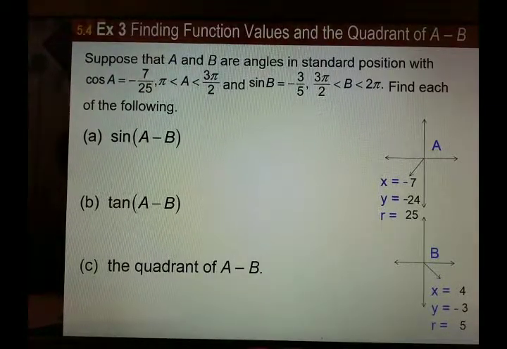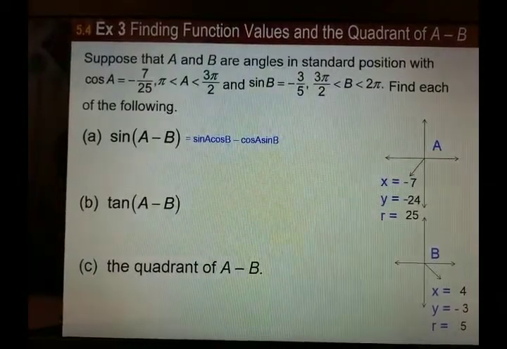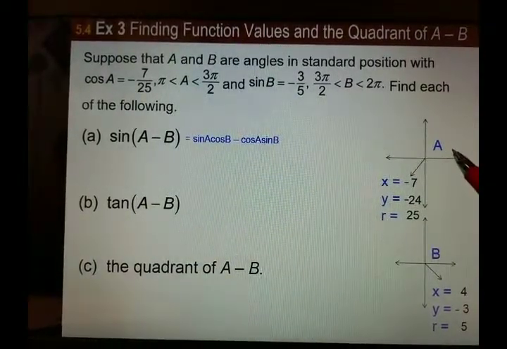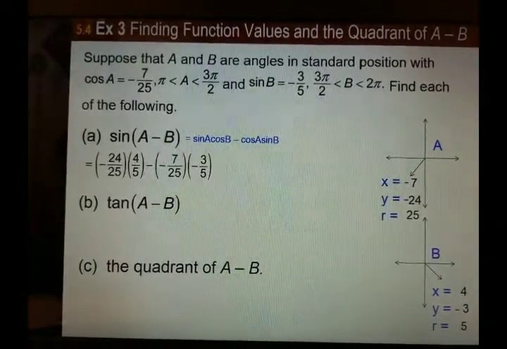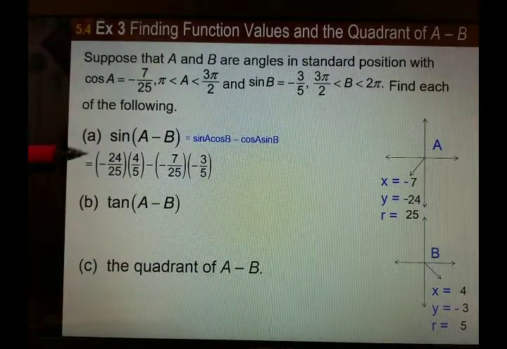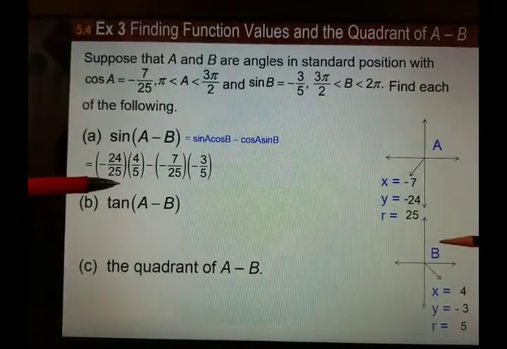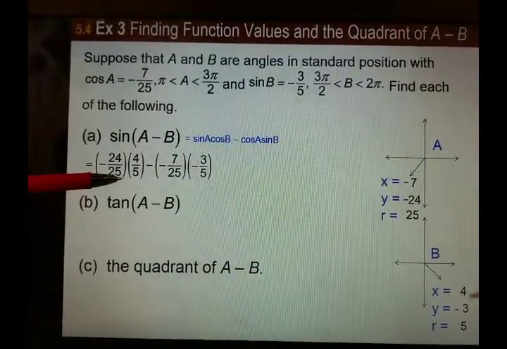All right, now back to your pink sheets. Look up for the sine of A minus B. Okay, that's the second column, or the column on the right, and the second equation. So we're going to fill that in. Now, the sine of angle A, so I go to angle A, the sine is the y over the r, so negative 24/25. All right, then it says the cosine of angle B. So we go to angle B, the cosine would be x over r, so 4/5.